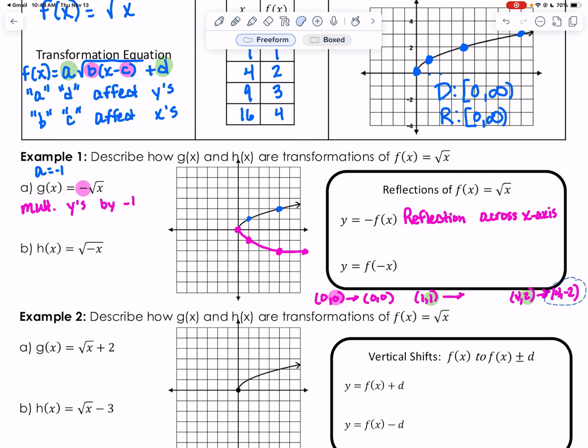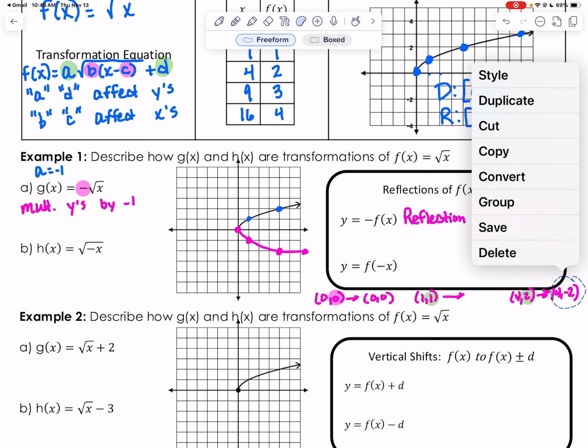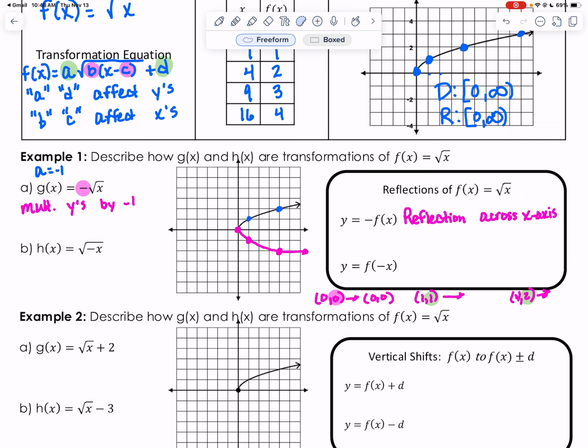Now, let's look at our next problem here. Let me erase these originals. I need to erase a couple more things. Let me get rid of that, and get rid of that highlighting. Okay. So in our next example, we have h of x equals the square root of negative x.